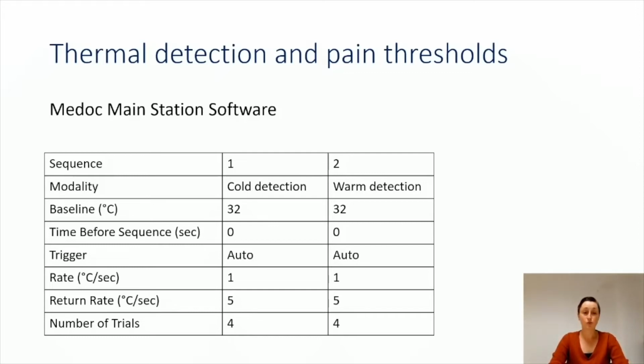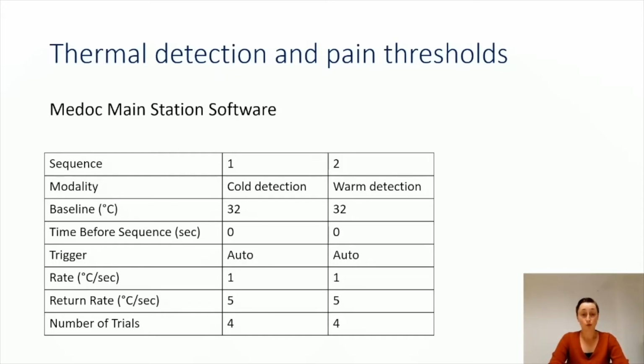Then the next row says rate in degrees per second. It's a quite important field to realize the speed at which your thermode is increasing or decreasing temperature. I would like you to realize that if you change the rate of your temperature change, it will affect your detection and pain thresholds. You might appreciate that if you increase the rate of temperature change, the response time for your subject will decrease, but also the alarm signals that might be activated by the neurons that you trigger, the alarm rate could increase.